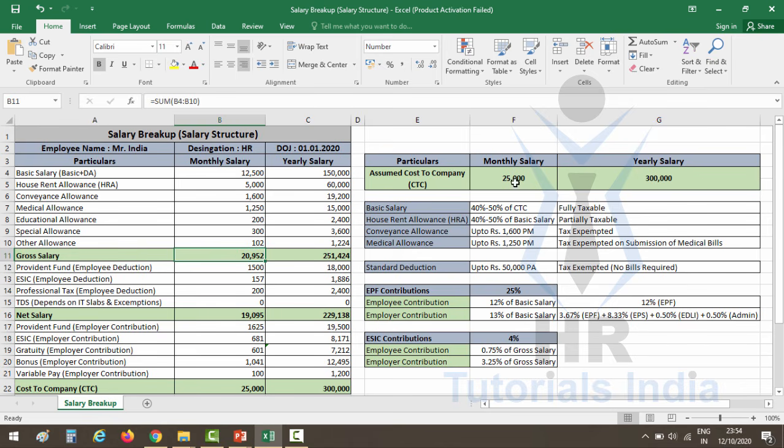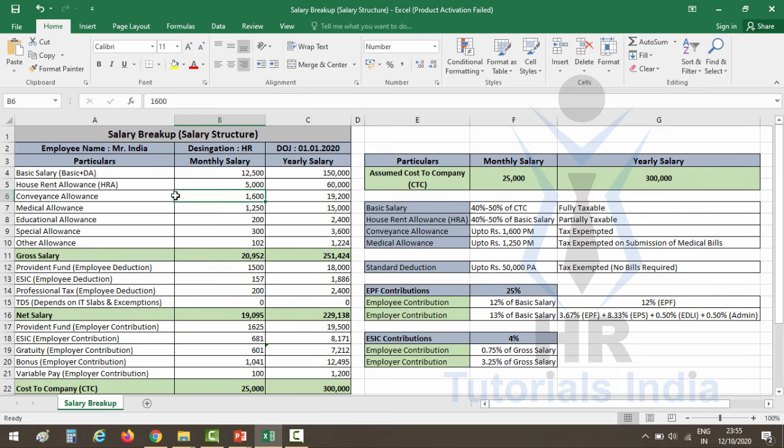Like I have taken this salary as 25,000 per month. Basic is 40 to 50%, wherein I have taken 50% of CTC. So here I have taken CTC as 25,000, and I have put the formula as 50% into F4. So basic is 50% of CTC and HRA is 50% or 40% of basic salary. Here I have taken a non-metropolitan city, so I have taken 40% of basic salary, 40% of B4. B4 is nothing but basic salary.